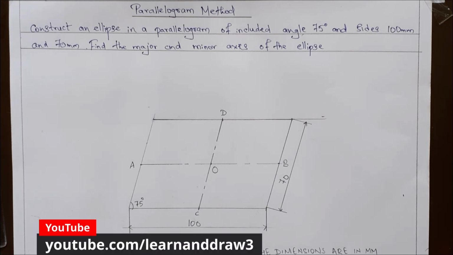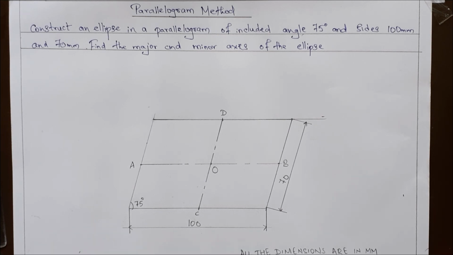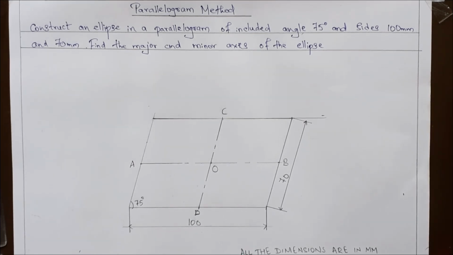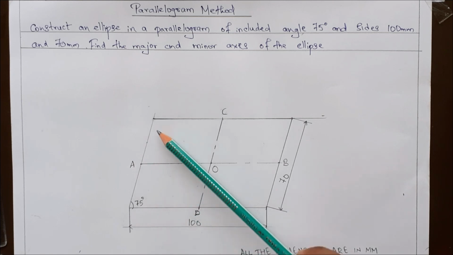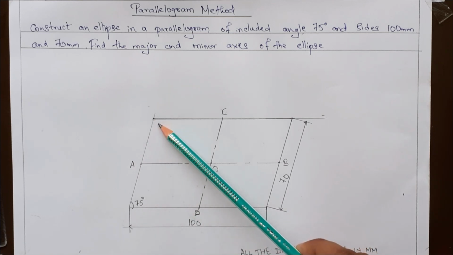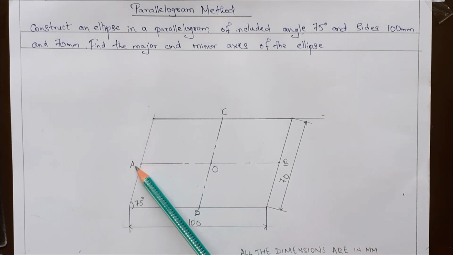So the construction of the ellipse in parallelogram method is similar to what we did in the rectangular method. That is, we have to obtain the points on all the 4 quadrants and join those points. To obtain the points in this quadrant, we have to divide this line into 4 equal parts, and this line, that is OA, into 4 equal parts.